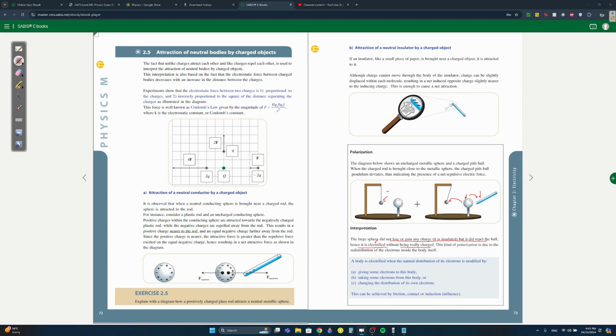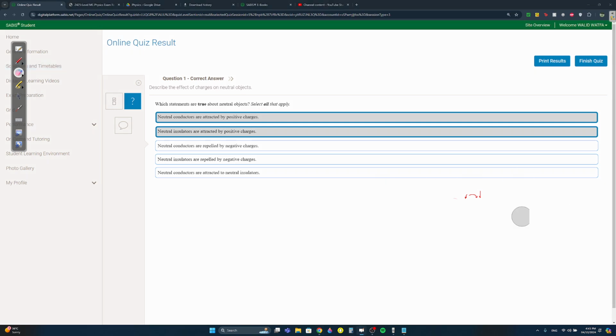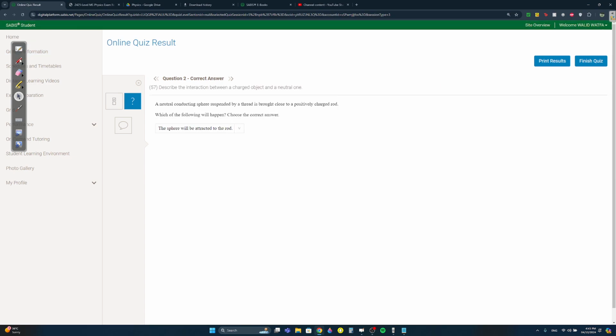Electrified, how can I say? Electrified is when the distribution of charges is changed. This kind of polarization is due to the redistribution of electrons inside the body itself. I want to mention them in case they come. Okay, now let me actually finish the quiz. I don't think there's anything else I have to mention that wasn't in the quiz.